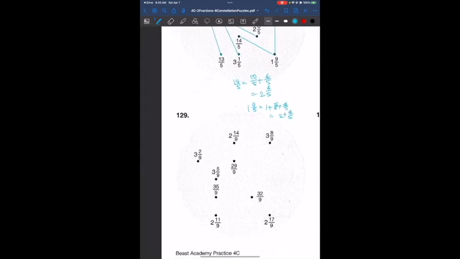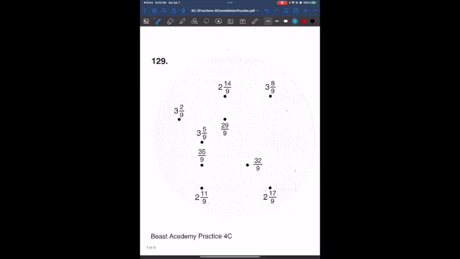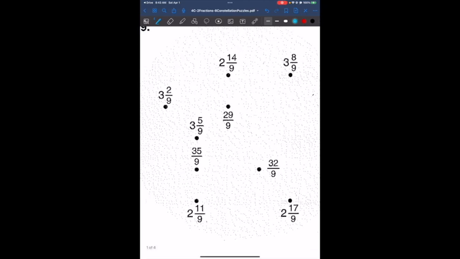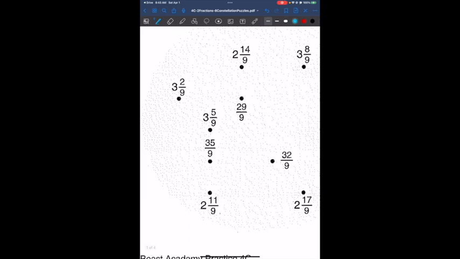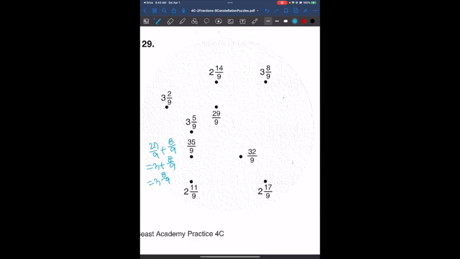Now we're going to look at problem 129. And so we have 35 over 9, which is 27 over 9 plus 8 over 9. So it's 3 plus 8 over 9. So it's 3 8/9. And we have that here. So we're going to connect the dots. But then we're also going to look for the other equivalent expression. So we're just going to circle it for now.